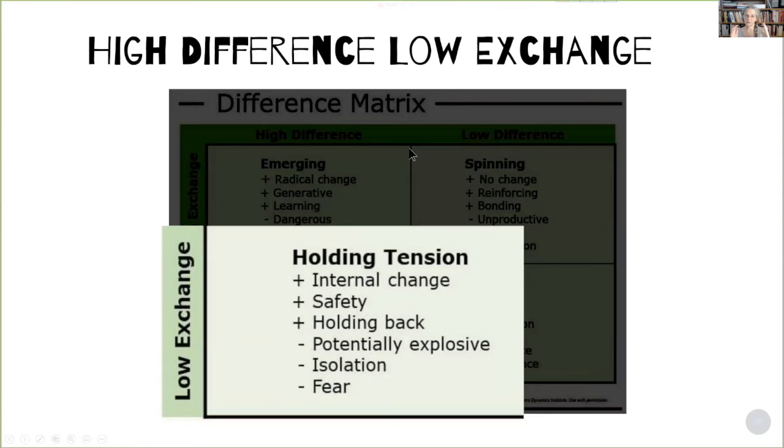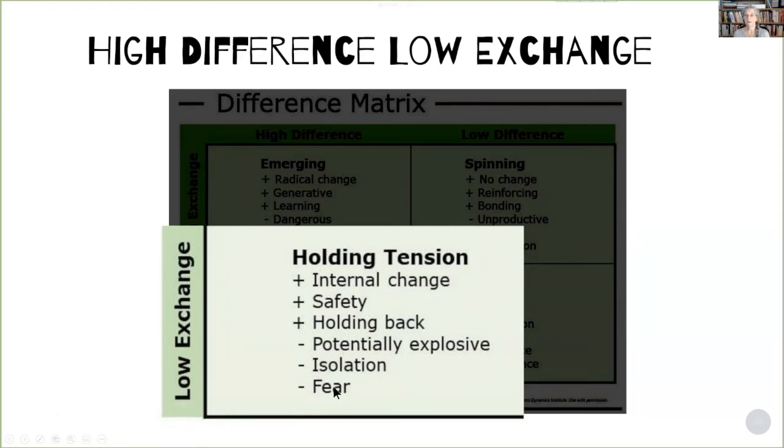A high difference, low exchange situation, if we think about it in terms of race in the United States, I would say especially the 80s and 90s maybe was a period where a lot of people thought race was solved. It was no longer a problem. And so we had low exchanges. We didn't have much conversation going on about that. We just had some assumptions, but we still had the differences. So that was a situation where we were holding tension. Things might be changing internally, but it felt safer. People were holding back. And in that kind of context, it can blow up.